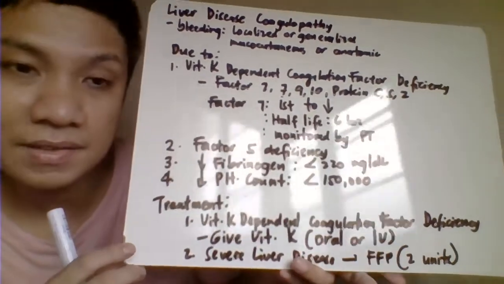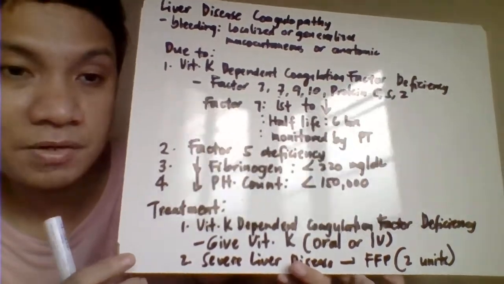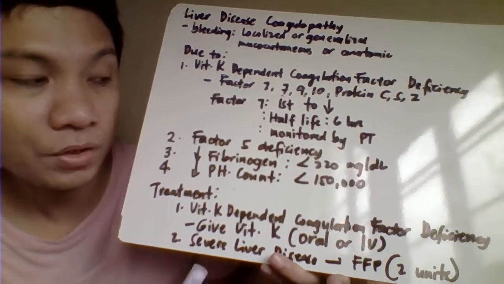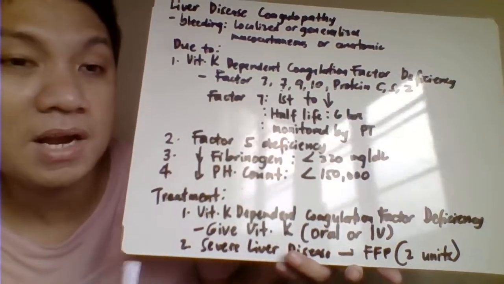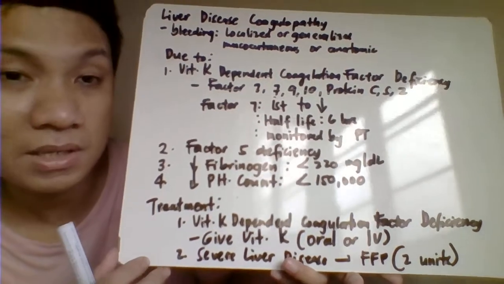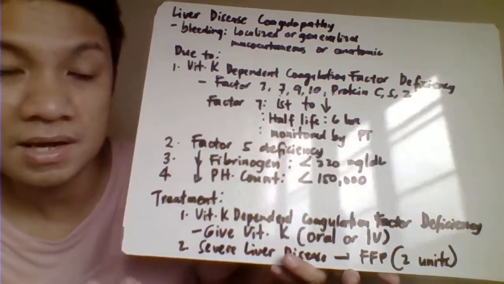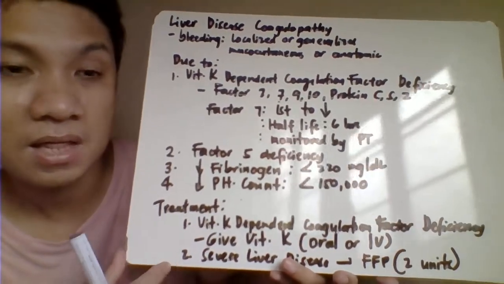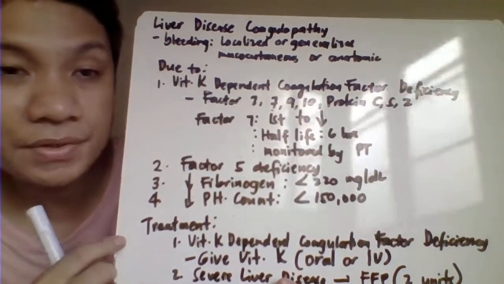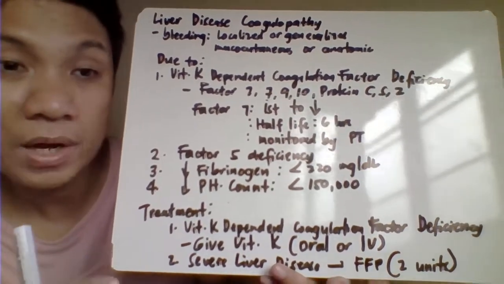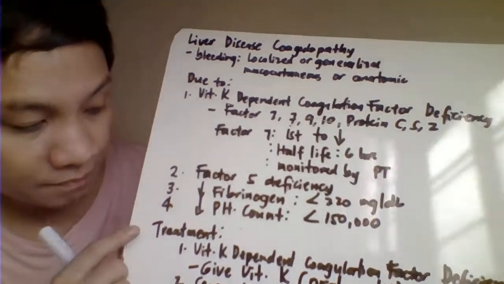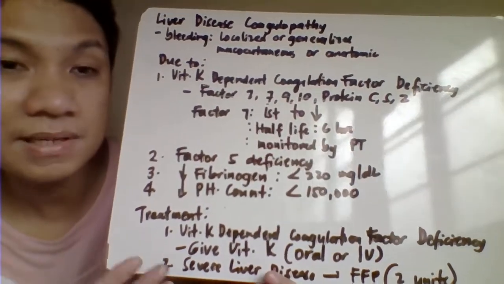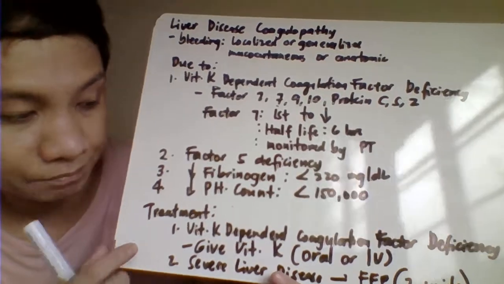Another one, the liver disease will also result here in decreased production of your fibrinogen, because fibrinogen is also being produced by our liver. It could go as low as less than 200 mg per dL, because the normal values of fibrinogen are 220 to 498 mg per dL. So, liver disease would also result in fibrinogen less than 220 mg per dL. Platelet count is also decreased. In liver disease, it could go as low as less than 150,000.